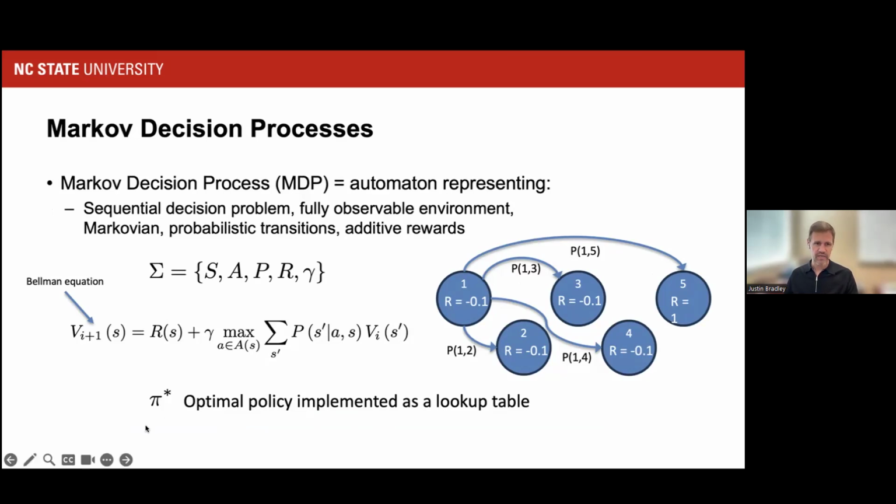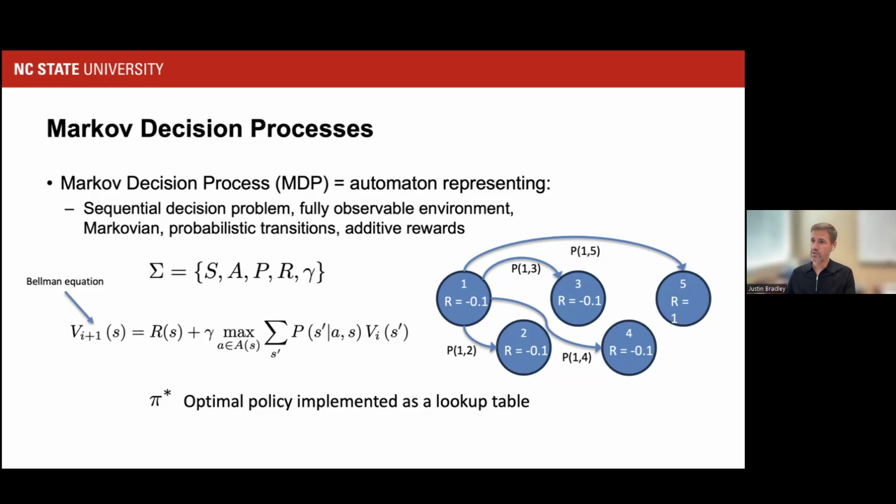You can do that by finding, here I've written it out, the Bellman equation. If you form the Bellman equation, there are several different algorithms to solve it to give you an optimal policy. And basically the optimal policy tells me, if I'm in a particular state, what is the action I should choose?